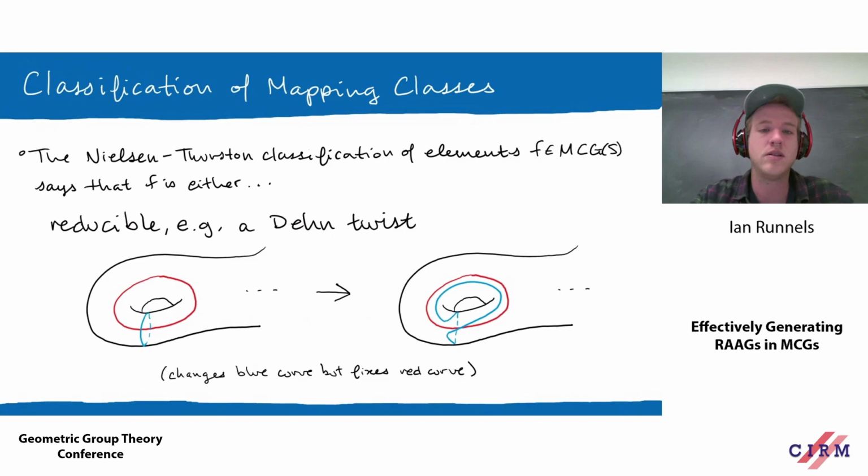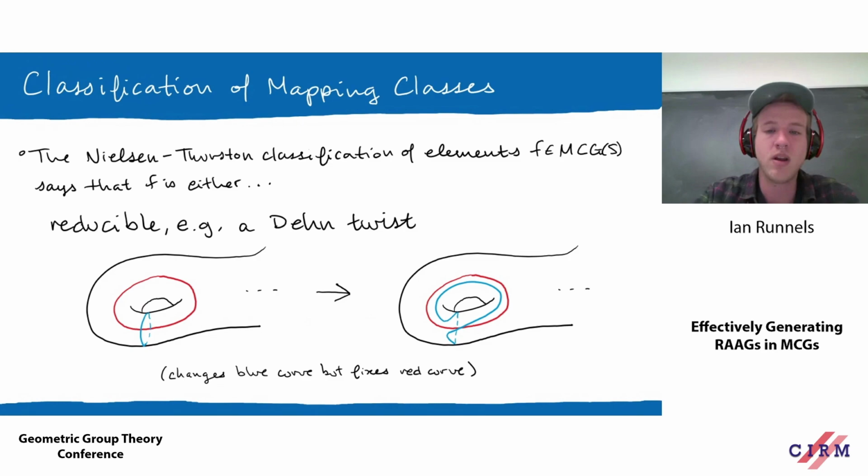In terms of the infinite order elements in the mapping class group, these come in two types. The first is reducible. For example, here we have what's called a Dehn twist. I take the red curve, and any curve that intersects it, like the blue curve, I twist so that it winds once around the red curve. So here I've twisted the blue curve around the red curve. The salient feature of these reducibles is that while they fix some curves, like this Dehn twist fixes the red curve, they don't fix the curves intersecting what's called the canonical reduction system.